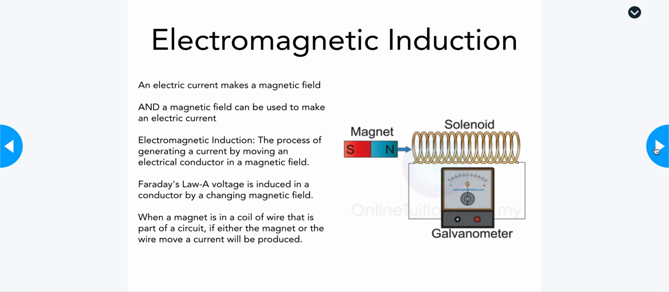A voltage is induced in a conductor by a changing magnetic field. All right, let's slow down and break down what that means. So remember that voltage is a push that moves electrons, the electric potential that moves electrons. So a changing magnetic field, all that means is a moving magnetic field.